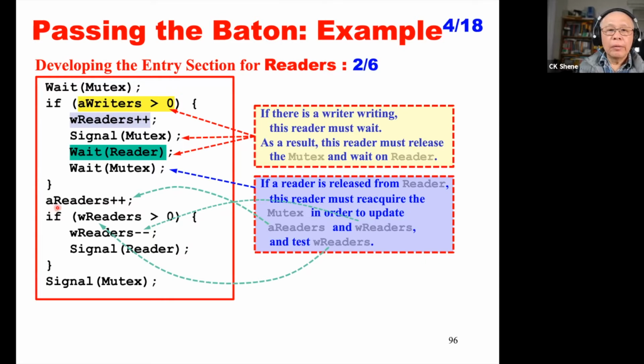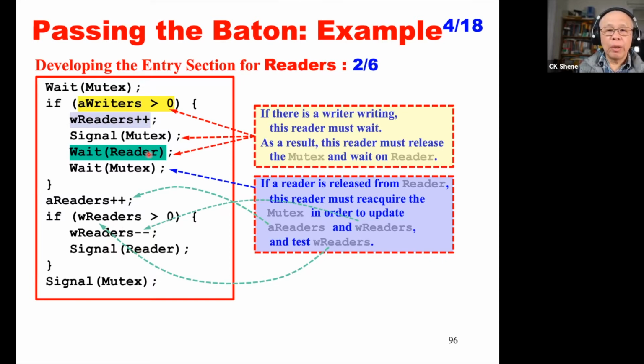So here, because there are no writers writing, this reader can read. Add one to active readers and check to see, are there any waiting readers? Could be. Why? Because when this reader comes in, the previous writer just finished writing, and while that finishing writer was writing, there could be other readers blocked. So in this case, add one to active readers and check to see, are there any waiting readers? If there are, then release one of them by calling signal reader here.